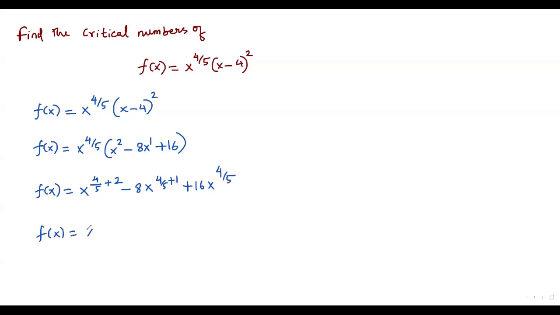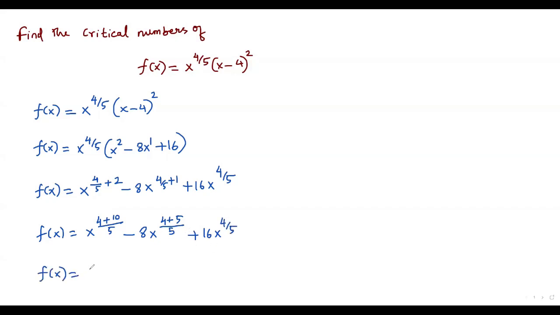f of x equals x to the power of, now we have addition of a fraction and an integer. Whenever we have addition of a fraction and an integer, we multiply the integer part by the denominator of the fraction, 5. Once I'm done with this multiplication, I can take the denominator 5 as a common denominator. So I'm getting 4 + 5 times 2 is 10 over 5, −8 times x to the power of. The same thing here: I multiply the integer 1 by the denominator 5. So I'm getting 4 + 1 times 5 is 5. Now I can take 5 as a common denominator, +16 times x to the power of 4 over 5.